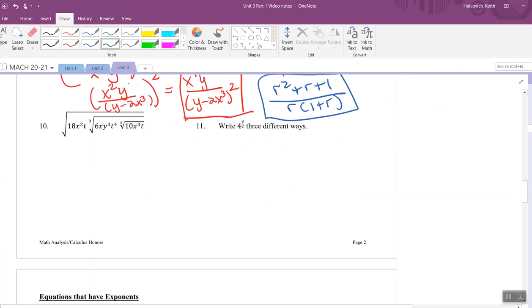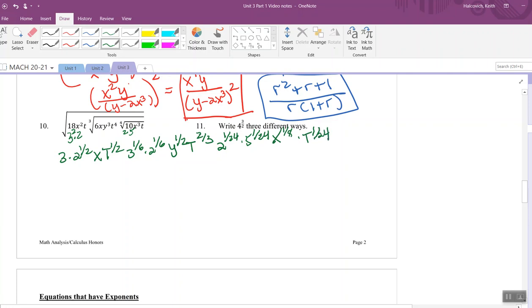So then number 10, same concept. So this is 3 squared times 2, and it's to the 1/2 power, so it's 3 times 2 to the 1/2, x, t to the 1/2, and then it's here to the 1/6 power, so it's 3 to the 1/6 times 2 to the 1/6, y to the 1/2, t to the 2/3, because it's 4/6, and then it's 2 times 5, so it's 2 to the 1/24th times 5 to the 1/24th, times x to the 1/8, because it's 3/24, and times t to the 1/24th.